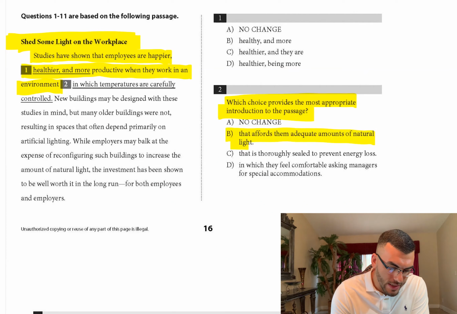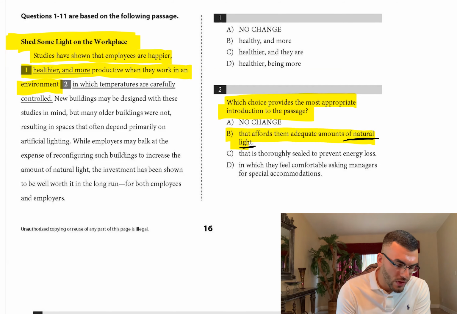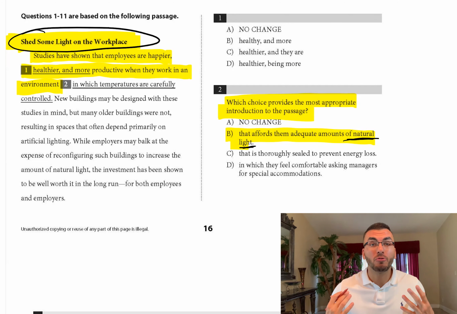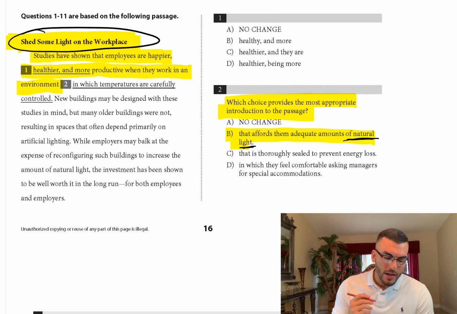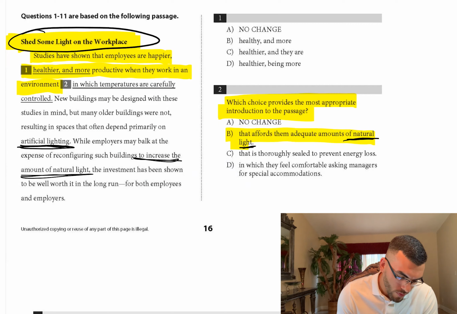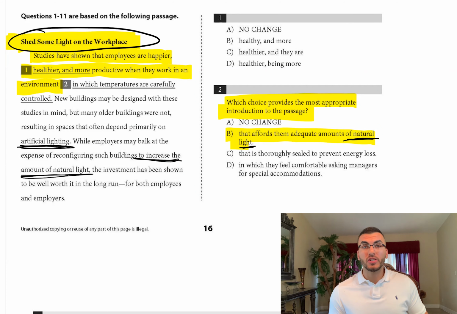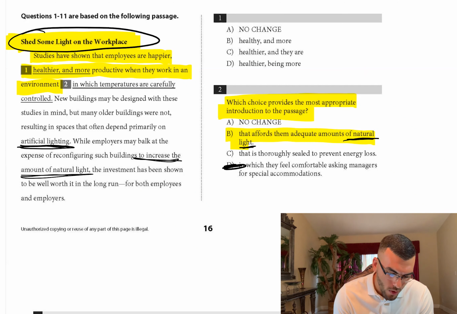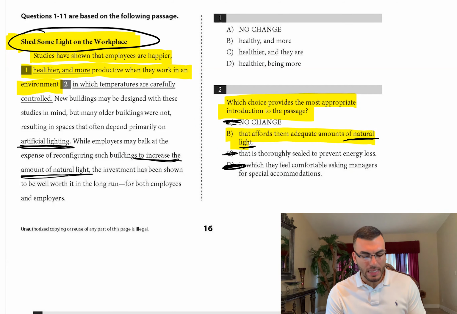Choice B is the correct answer because it's the only one that talks about natural light. Between the title and skimming through the rest of this passage, we can see this passage is about natural light in the workplace. "Studies have shown that employees are happier, healthier, and more productive when they work in an environment that affords them adequate amounts of natural light." And if you keep skimming, "artificial lighting to increase the amount of natural light." Those are indications that this is about natural light in the workplace, not about choice D, asking managers for special accommodations or thoroughly sealing to prevent energy loss, or choice A, which is about temperatures. We want something talking about natural light. So it's clearly obvious that choice B is the best answer to introduce what the passage is about.